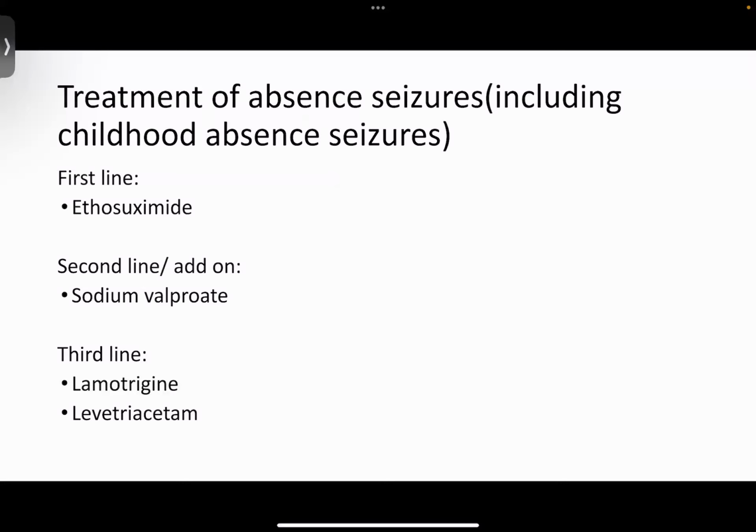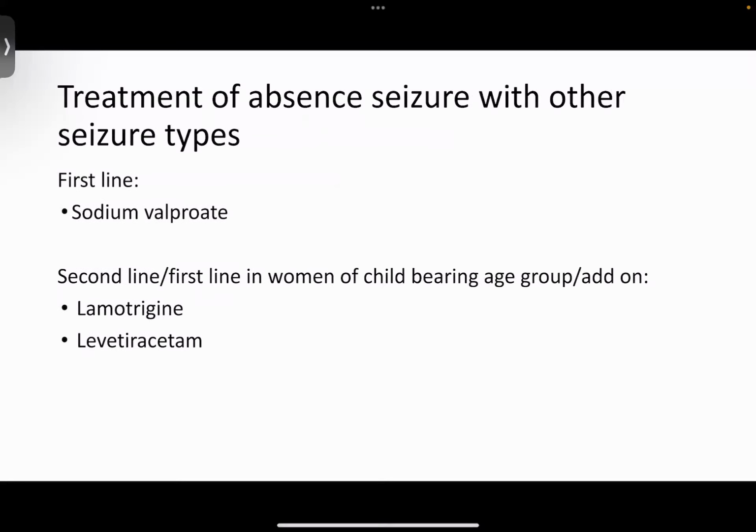So coming to treatment of absence seizures, again, in absence seizures, we have a list of drugs which we should avoid. So the first line drug which is well studied for absence seizure is ethosuximide. As a second line or add-on, we can have sodium valproate. As third line drug, we have lamotrigine and levetiracetam.